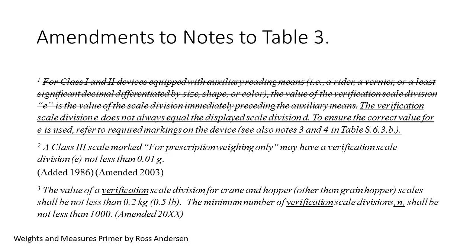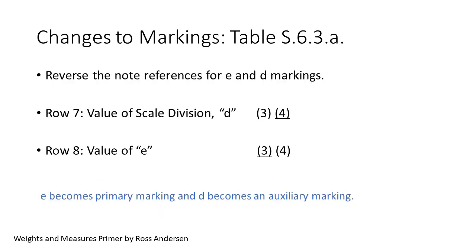In Note 3, the divisions for classification are all verification scale divisions E. One of the important ripple effects of these changes is in markings. The current code requires that every instrument be marked with class, capacity, and D. How do you even do that for a balancing instrument that has no Ds?